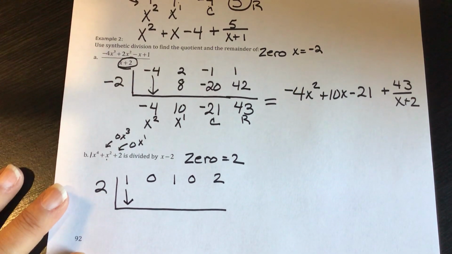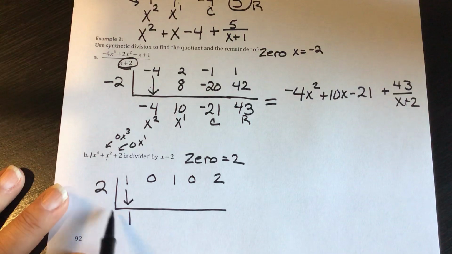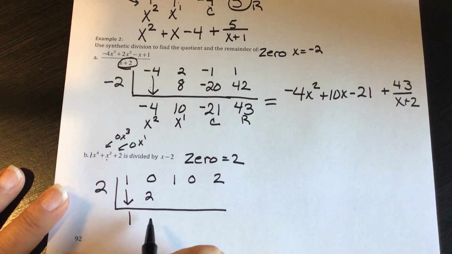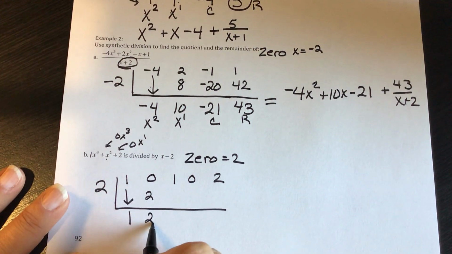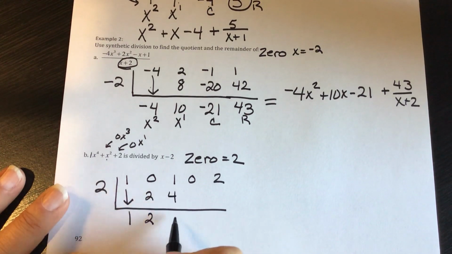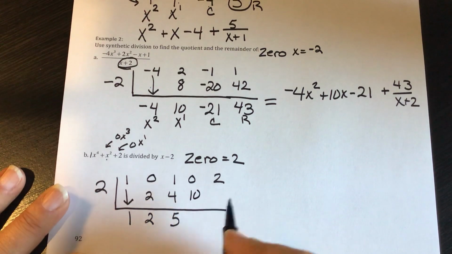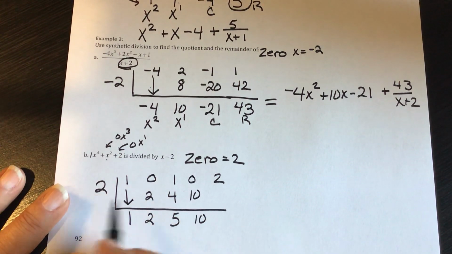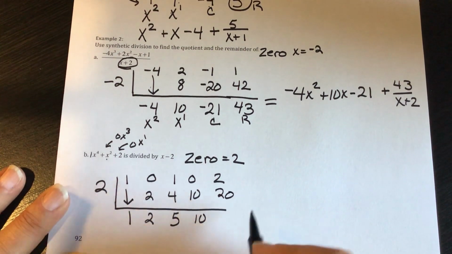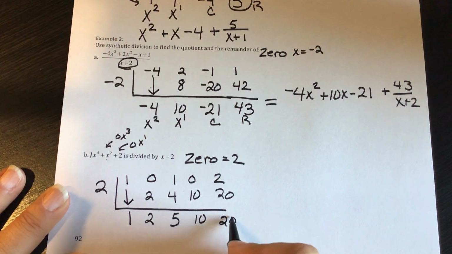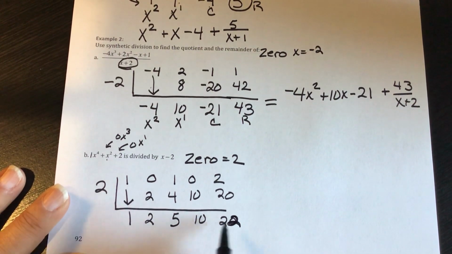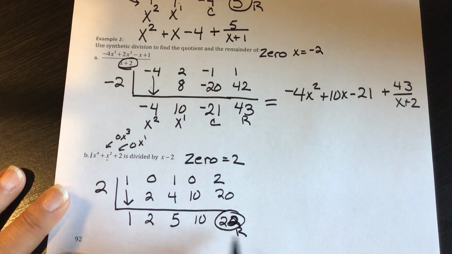I will start the process by always bringing down that first number. So I have a 1 here. So I have 2 times 1 is 2, and I add down. 0 plus 2 is 2. 2 times 2 is 4. Add down, I get 5. 2 times 5 is 10. Add down, I get 10. And 2 times 10 is 20, and I get 22. Oops, 22. 22 is my remainder.